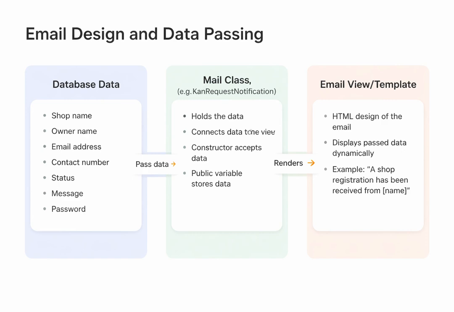So the flow works like this. The database data gets passed into a mail class, in this case something like token request notification, and that mail class is responsible for connecting the data to the email view, which is the actual HTML design of the email. The mail class acts as the bridge between your data and your template.